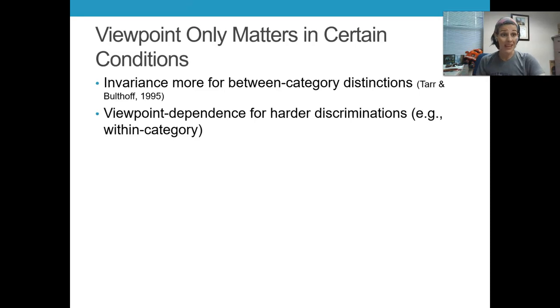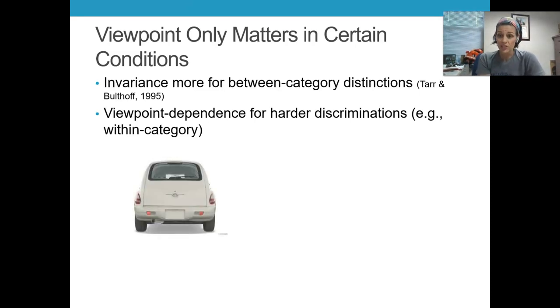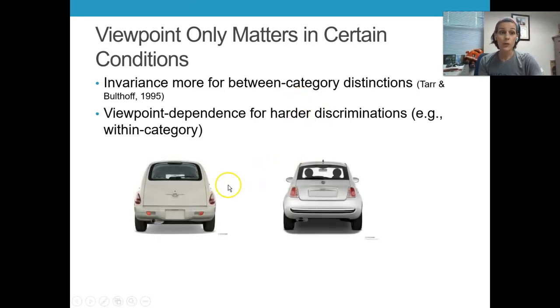So viewpoint dependence might be necessary for harder discriminations like these. Here we've got two different cars, two different makes and models, but they look similar enough that we're going to need to look at them from a different viewpoint to be able to determine that this in fact is a PT Cruiser and this in fact is a Fiat.